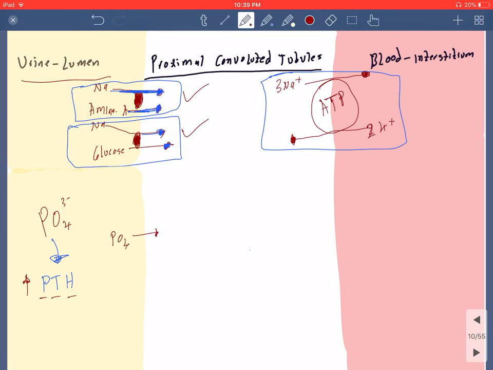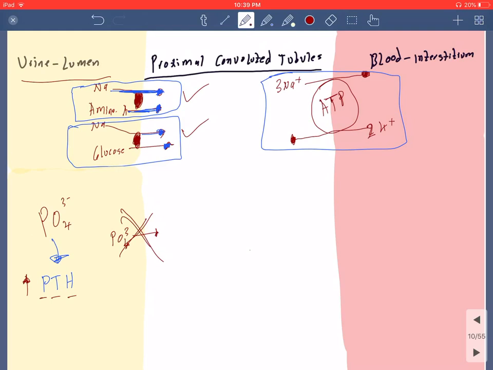Okay, so phosphate is not reabsorbed basically. When the PTH concentration is high, phosphate is not reabsorbed. Now this is very important because we know that phosphate is important for the regulation of calcium in the blood, calcium and phosphate. So whenever we have increased PTH, phosphate reabsorption is blocked.